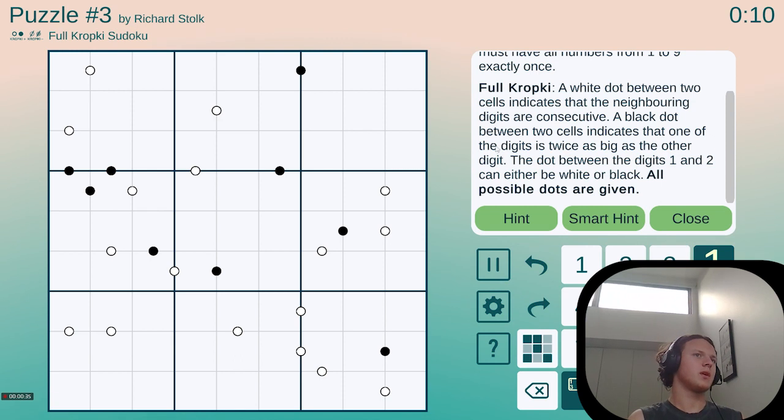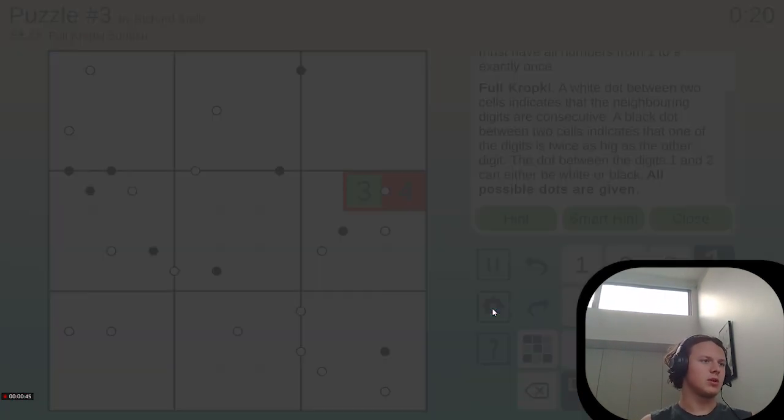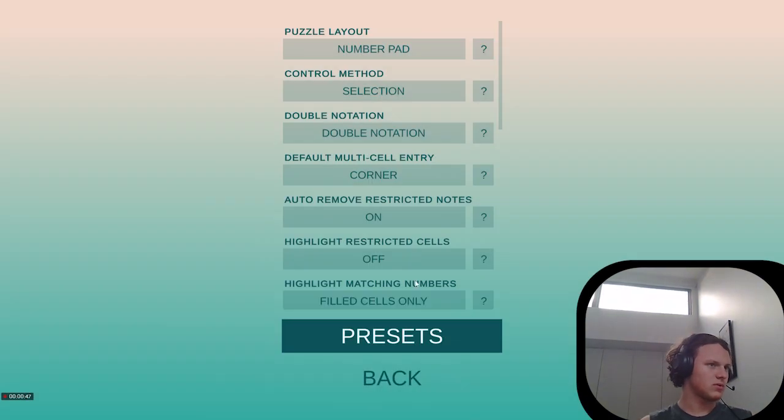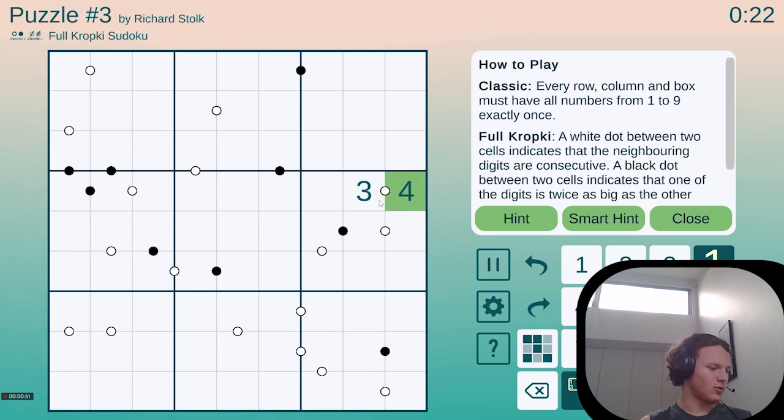Full Kropki. Okay, a white dot between two cells indicates that the neighboring digits are consecutive. So let's just take this here. Obviously, 3, 4. So then we just make sure that the errors are turned off. 3, 4. Well, we'll get a better knowledge, but that's not helping us, I don't think. Or we can go 3, 2. Those two digits must be consecutive.